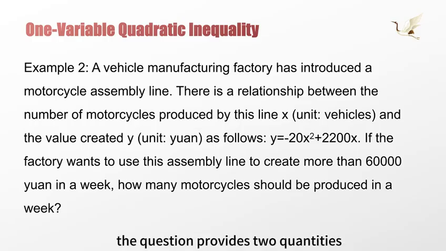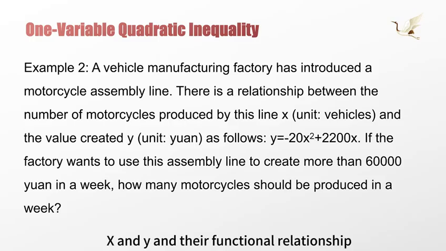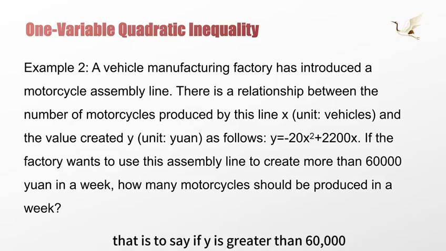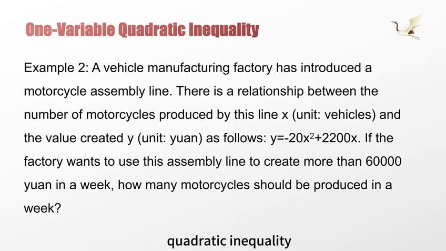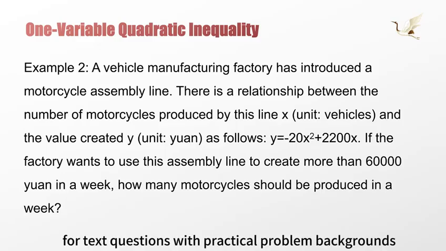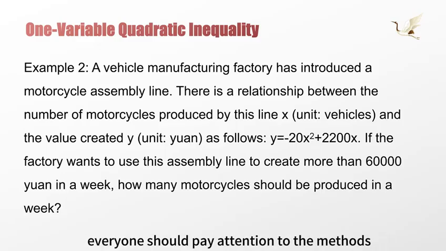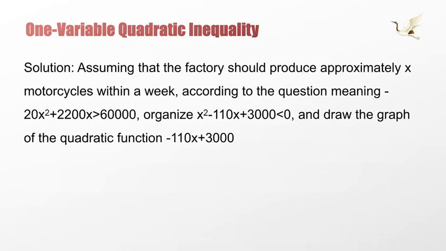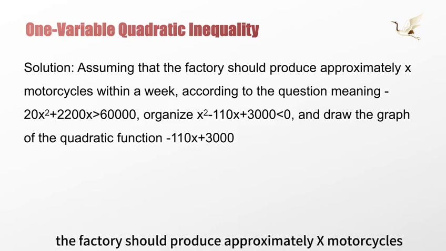The question provides two quantities x and y and their functional relationship, which is a quadratic function relationship. What does it mean to create value of over 60,000 yuan? That is to say, y is greater than 60,000, and we can easily list the corresponding quadratic inequality. Of course, for text questions with practical problem backgrounds, everyone should pay attention to the methods, steps, and standardization of answering. Okay, the factory should produce approximately x motorcycles within a week.